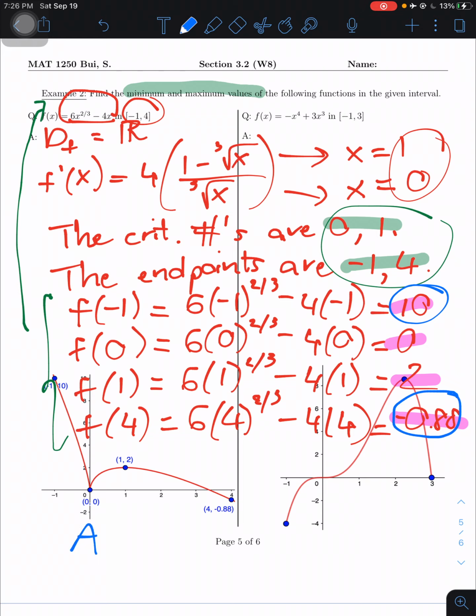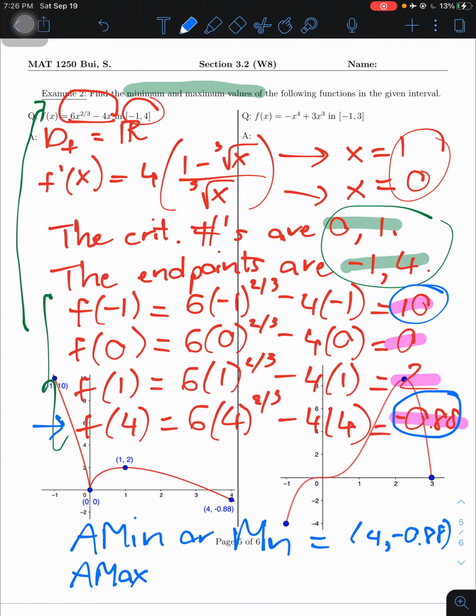So as for the conclusion in here, I'm going to put it in blue again. So absolute min, or I'm going to say just min in here because they're the same thing. It is at, what is it? Where's the min? 4 and comma -0.88. And this one should be a comma for this one, okay? And then we're going to do the same thing for the max one in here. It's going to be, or max in here equals to, where is it? -1 and 10, okay?